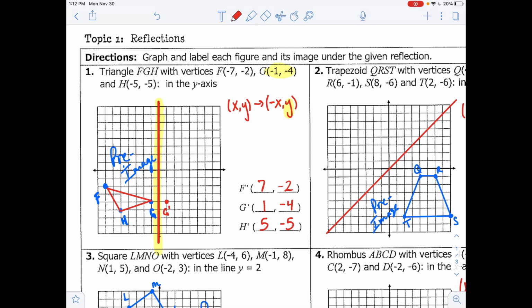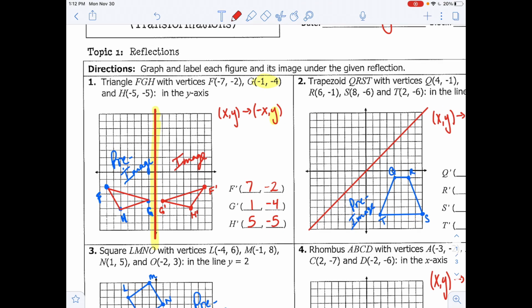H prime is 1, 2, 3, 4, 5, so it'll be 1, 2, 3, 4, 5 away on the other side. And then F is 7 away on one side. It will be 7 away on the other side. So it would be H prime, and this would be F prime. So my image always has those primes. It's on the right. The pre-image is on the left. And then, of course, our rule is also there.